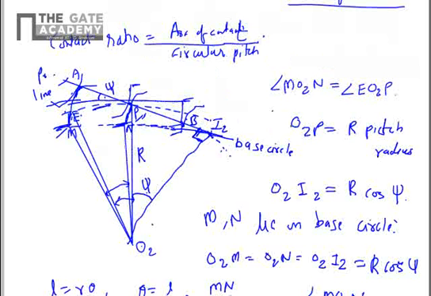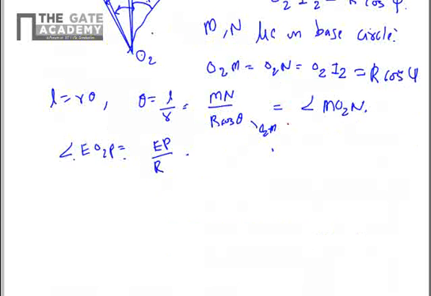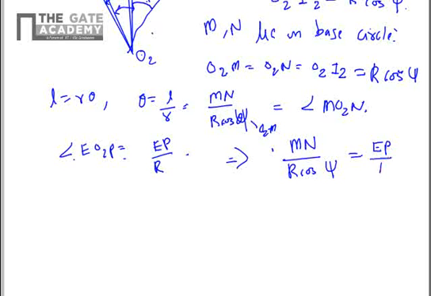We saw in the earlier quantity that MO2N and EO2P are the same because the same gear profile is traveling. Hence, equating these two quantities, we finally get MN by R cos xi, the pressure angle, is equal to EP by R. The R gets cancelled out, and hence EP is equal to MN divided by cos xi.